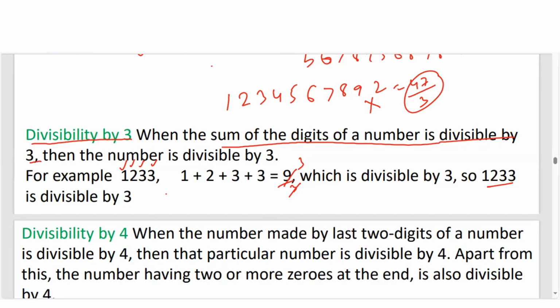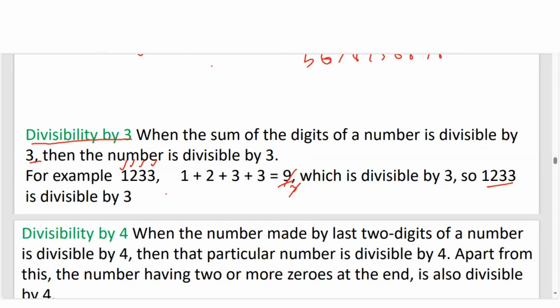In this way, for any number of digits given, we can check very easily whether that number is divisible by 3 or not. Sometimes different types of questions can be asked on the basis of the divisibility rule of 3. How can we solve them? Let us see.